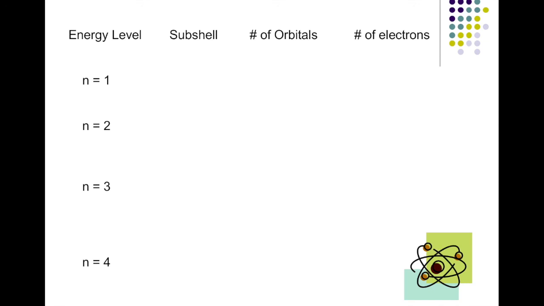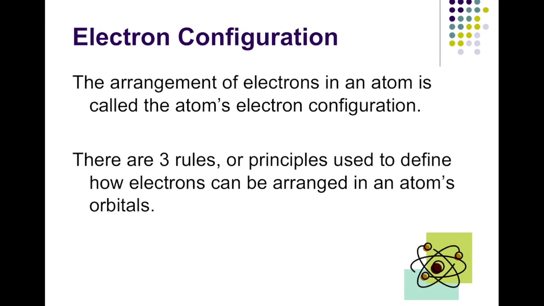All right, moving on. Electron configuration. The arrangement of these electrons in an atom is called the atom's electron configuration. There are three basic rules or principles used to define how electrons can be arranged in each of the orbitals of an atom. These are part of some of your definitions, like the Aufbau principle and a couple of others, which we're going to get to on the next slide.